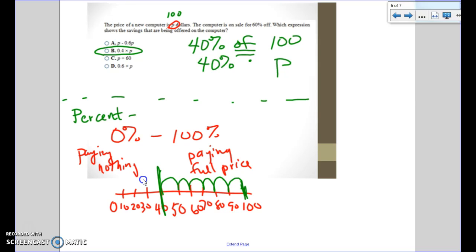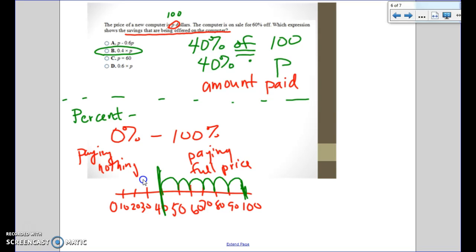I guess I should answer the question. It says, which expression shows the savings that are being offered on the computer? So unfortunately, I just answered the question incorrectly. This would be the amount paid, which doesn't answer the question. So here's a learning moment for you. The amount paid was 40%, so it would be 40% of the asking price, which would be B.